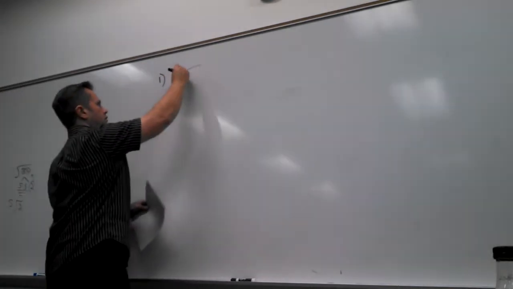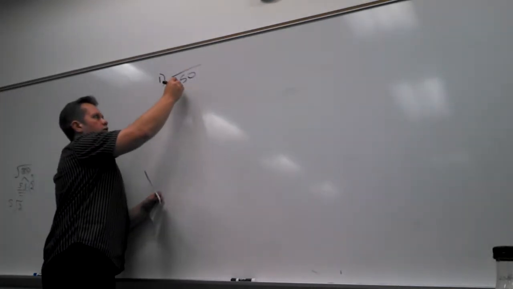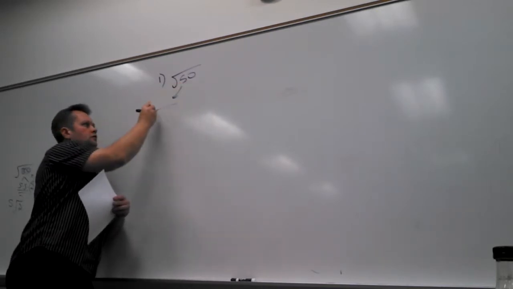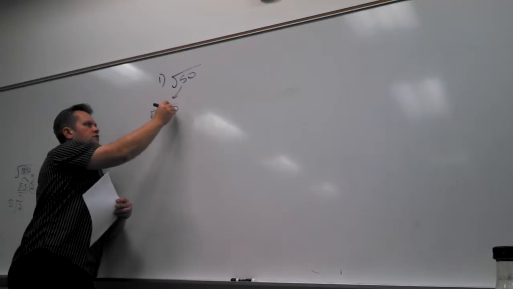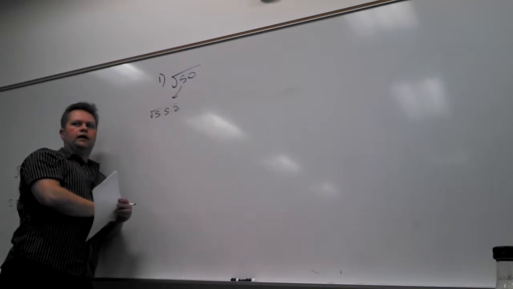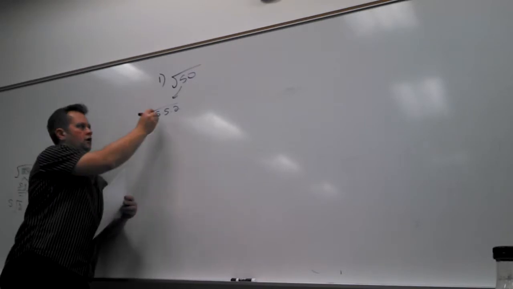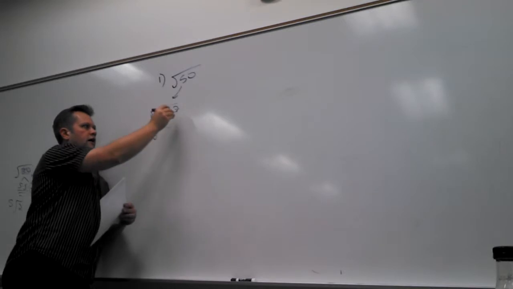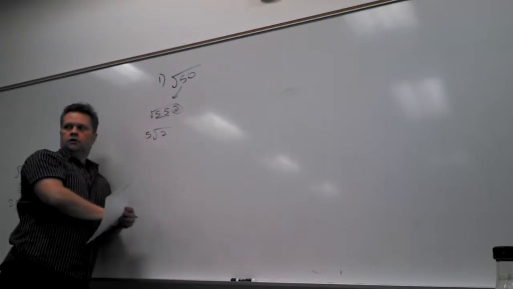So I'm going to do some of these both ways. If I use method 2 on this, I would break 50 down into 5 times 5 times 2, right? So which one of these can I do? 5. Yeah, so outside I would write a 5, and inside is left the poor little 2.